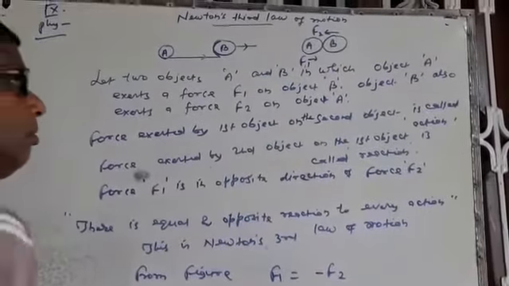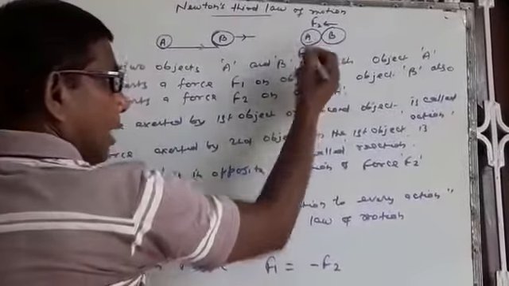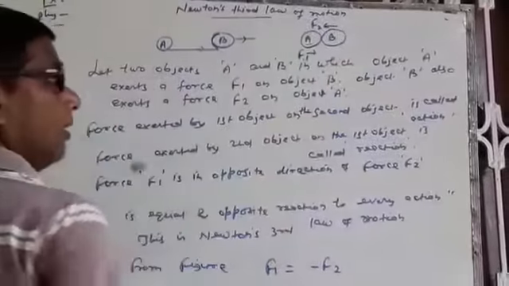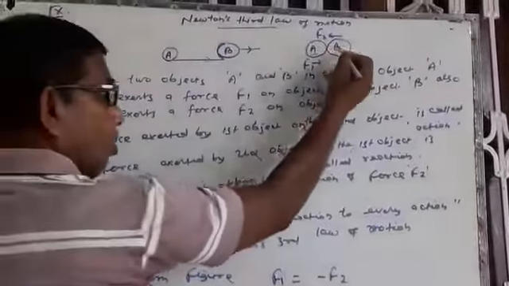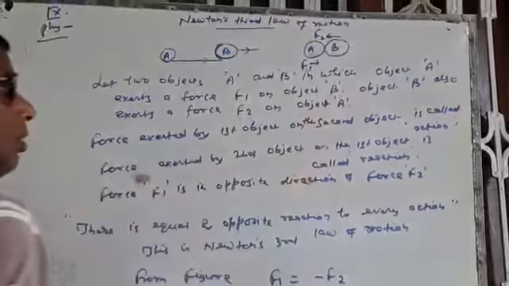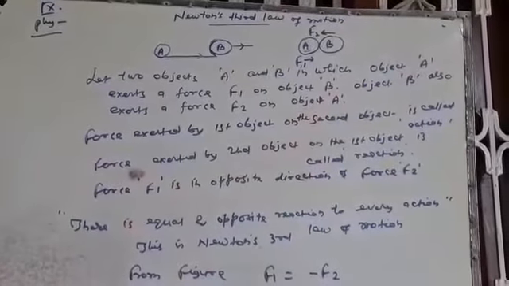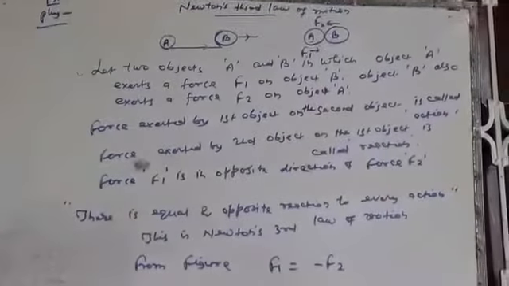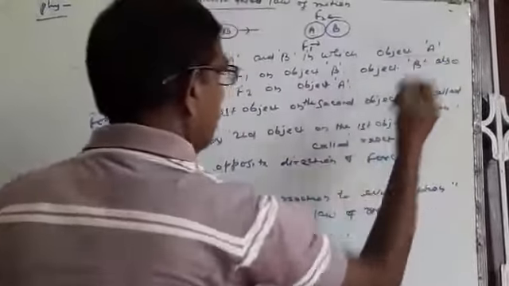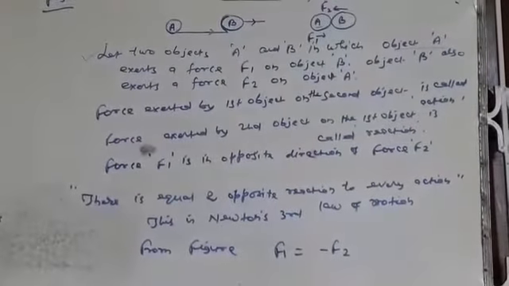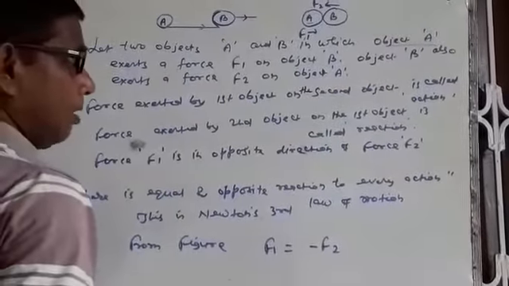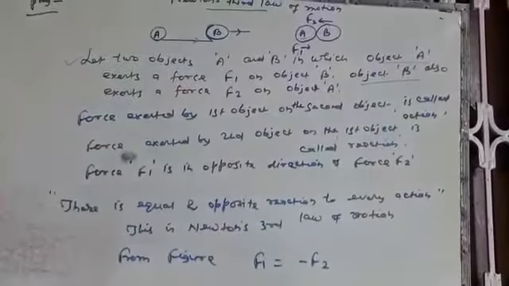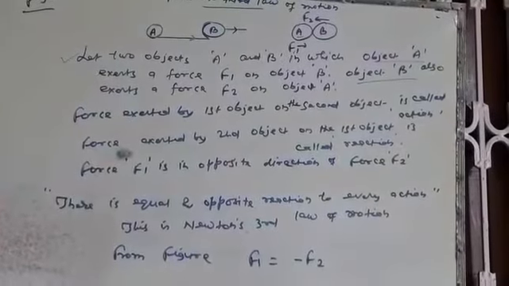This means object A applies a force F1 on object B. B also exerts a force F2, but in the opposite direction, which I have mentioned here. Let there be 2 objects A and B, in which object A exerts a force F1 on object B, and object B also exerts a force F2 on object A.